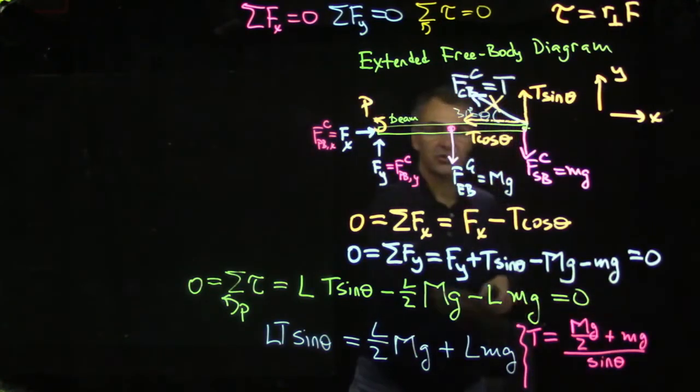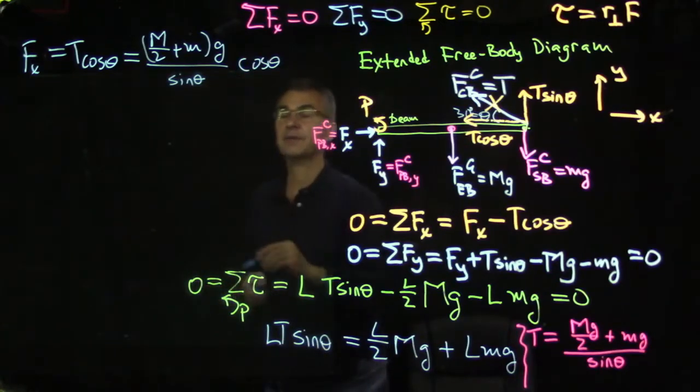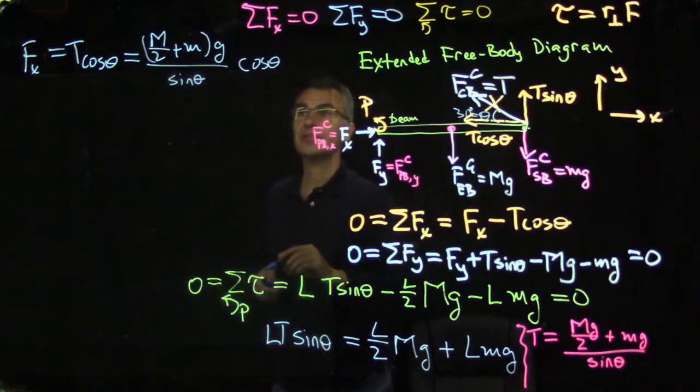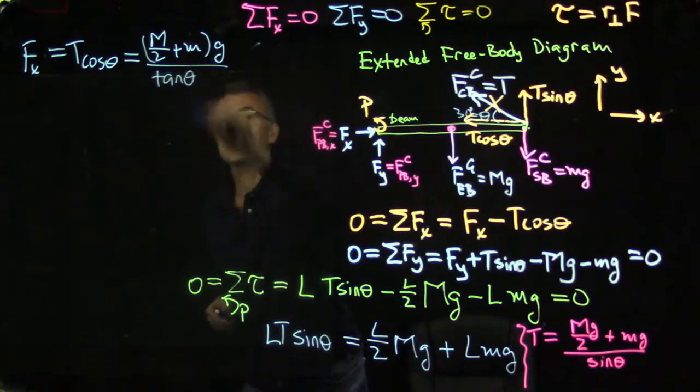Now that we have the tension, we can easily figure out the horizontal force exerted by the hinge. So we take this tension times cosine theta. So this is cosine theta divided by sine theta. But you know that cosine theta divided by sine theta just equals 1 over tan theta. So in fact, this is just like writing tan theta downstairs.